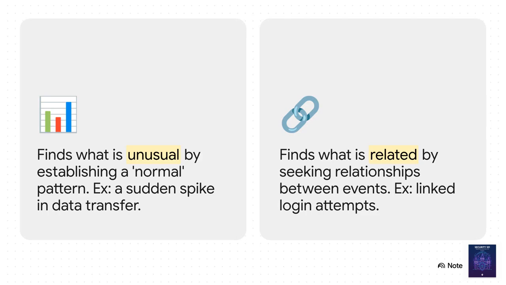So baselining helps us find what's unusual. The other key technique is correlation, which helps us find what's related. And they are so powerful together. For example, baselining might flag a single failed login. Okay, maybe not a big deal. But then correlation connects that dot to another event, a successful login just moments later, but from halfway across the world. All of a sudden, two tiny, seemingly random dots connect to form a very, very suspicious picture.